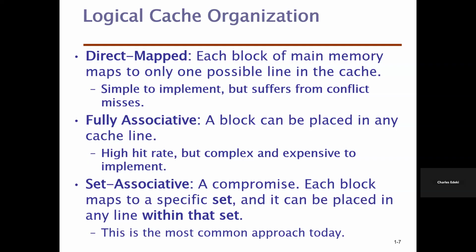Then the next one will be the set associative cache. Here the cache is divided into sets, and each set holds multiple lines. So here we need a balance between complexity and performance. And set associative is the most common approach we have today.